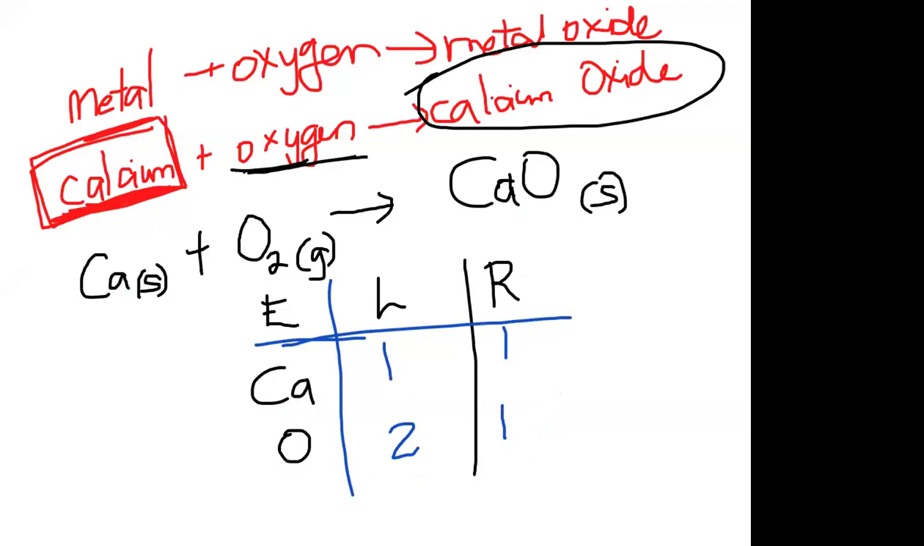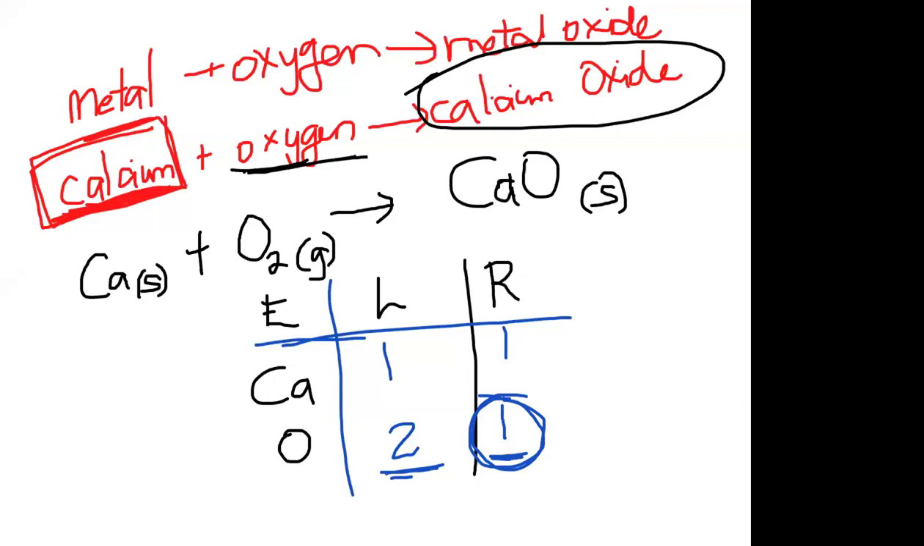All right, listen to this. I look at oxygen. On my left, I have 2 of them. On the right, I have 1. I ask myself, which number multiplied by 1 gives me 2? What do I ask myself? Which number multiplied by this gives me this? What number multiplied by 1 gives me 2?